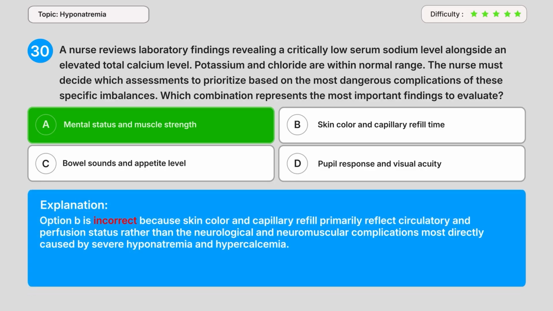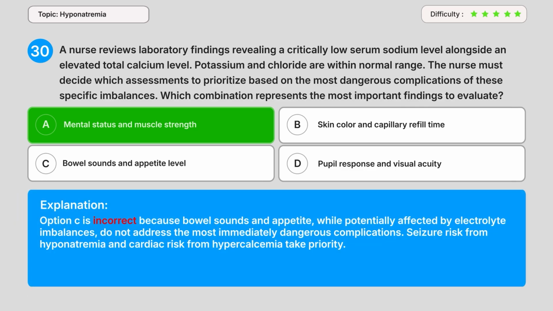Option B is incorrect because skin colour and capillary refill primarily reflect circulatory and perfusion status rather than the neurological and neuromuscular complications most directly caused by severe hyponatremia and hypercalcemia. Option C is incorrect because bowel sounds and appetite, while potentially affected by electrolyte imbalances, do not address the most immediately dangerous complications. Seizure risk from hyponatremia and cardiac risk from hypercalcemia take priority.